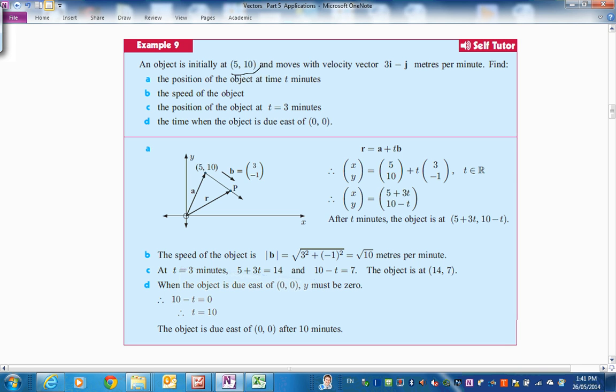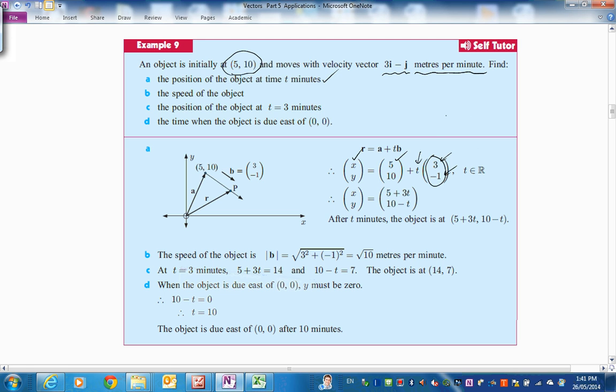A vector, object is initially, this could be a boat, with a velocity vector of 3, negative 1 metres per minute. Okay, position of the object at time t minutes. Well, there's our original position, x, y equals 5, 10, and every minute that goes by will have this many lots of metres per minute in the x direction and the y direction. Okay, so after t minutes, what's its position?